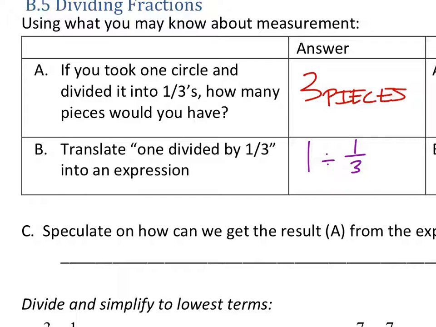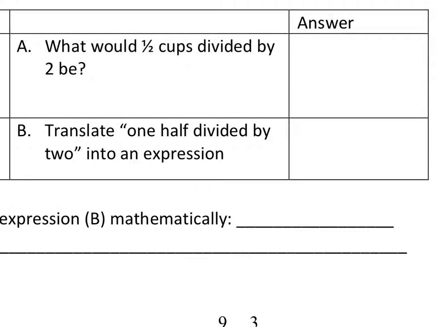Now again, we'll look at these here in a moment to show how to change these into multiplication. So just flip it. But this is how that works. What would 1/2 cup divided by 2 be? So you go half, and then maybe a half and a half, so it'd be a 4. You had halves, but then you divided it by 2, which means you now had 4 parts. Okay?